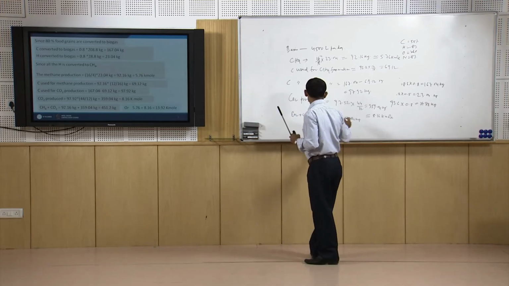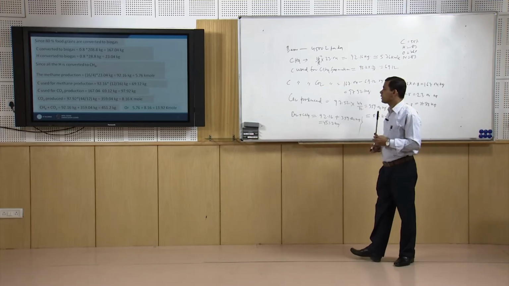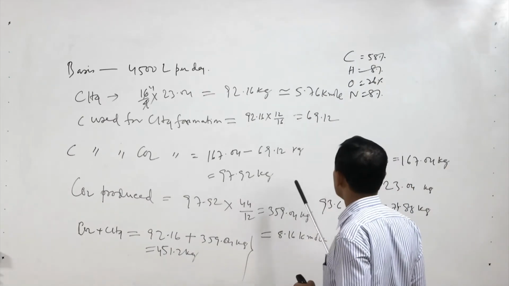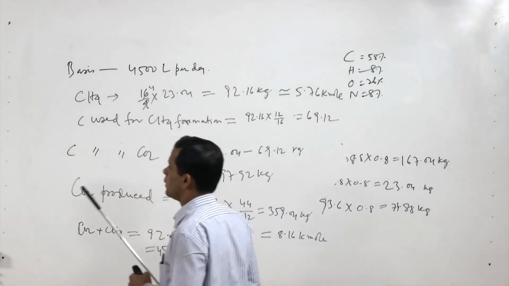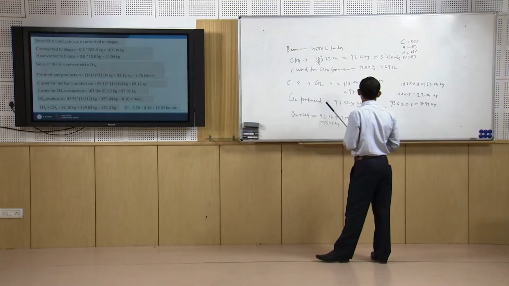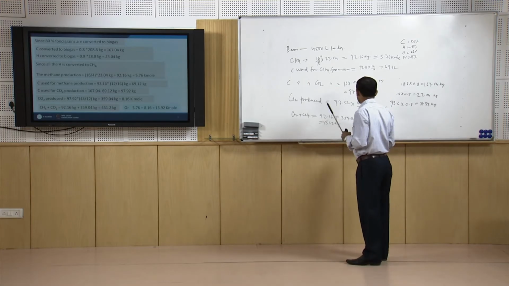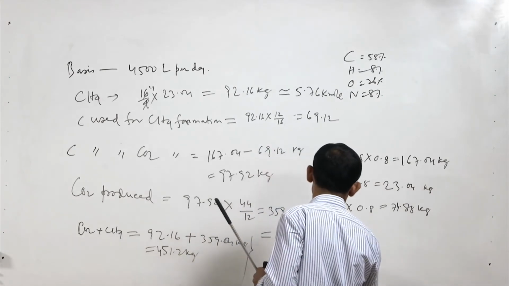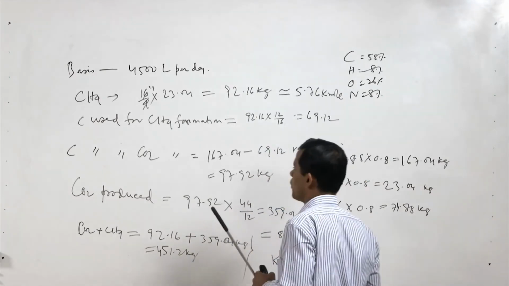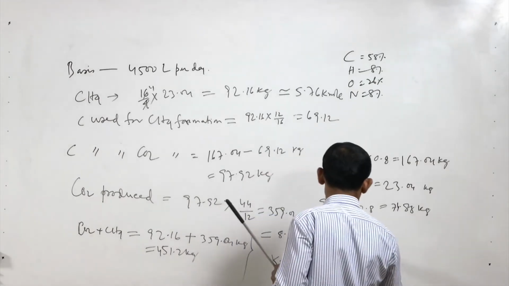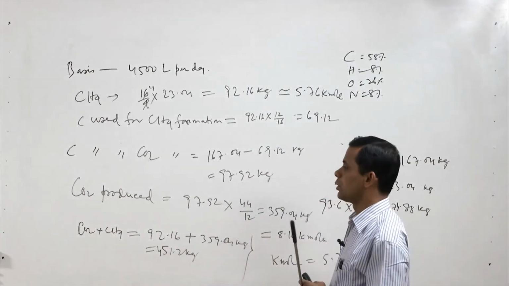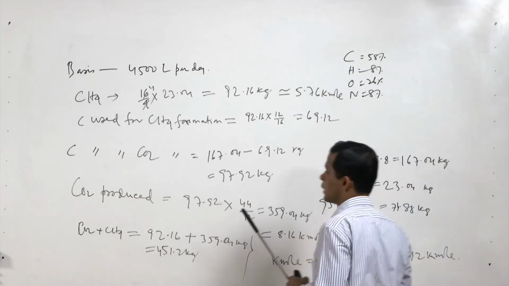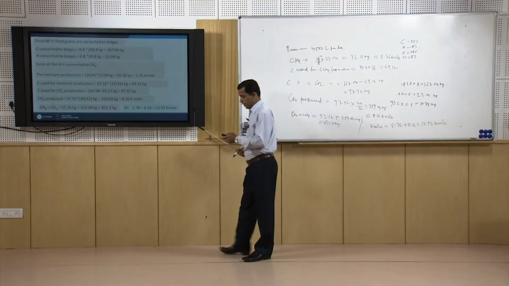451.2 kg in terms of mass, but in terms of moles, 5.76 kilomole, and here we are getting 8.16 kilomole. So, in terms of kilomole that is equal to 5.76 plus 8.16. So, we are getting total is equal to 13.92 kilomole. So, now the first problem is solved.